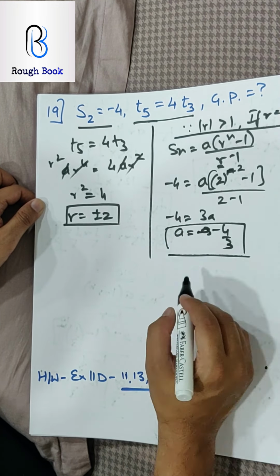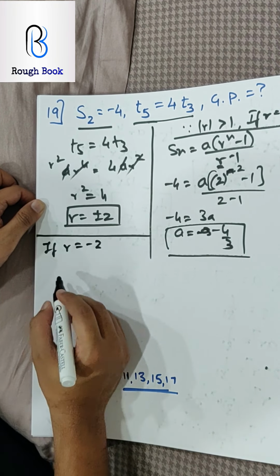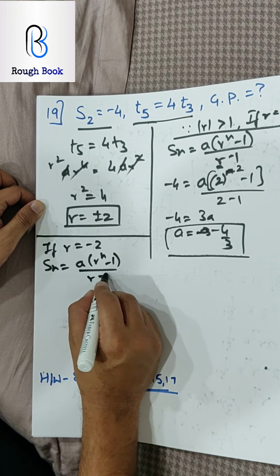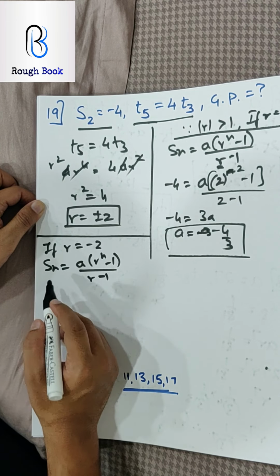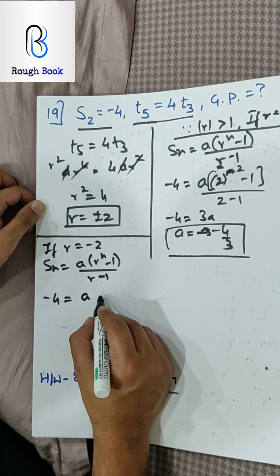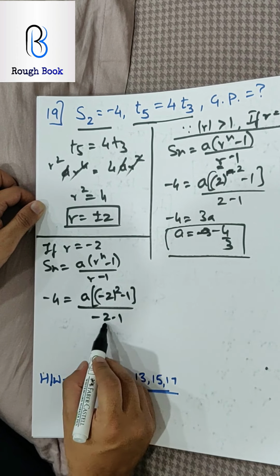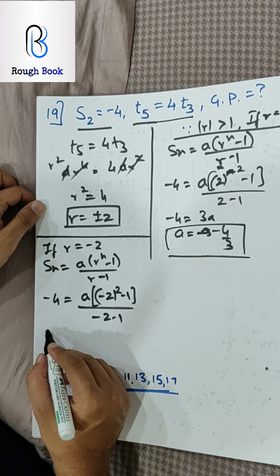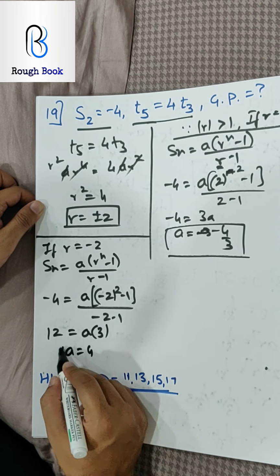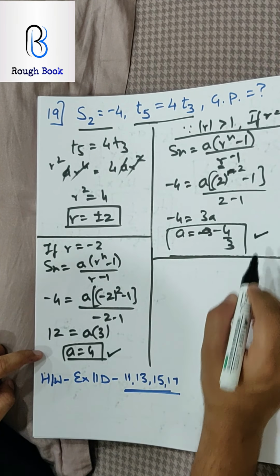Now let's go for the second condition. If r is minus 2, then the Sn formula remains the same. The only difference is that this r changes. So S2 is minus 4, a we don't know, and r is minus 2: (minus 2 squared minus 1) upon minus 2 minus 1. So minus 2 minus 1 is minus 3. It goes on the other side and becomes 12. So 4 minus 1 is 3, and I get the value of a as 4. So we got 2 values for a. One is here, second is here.